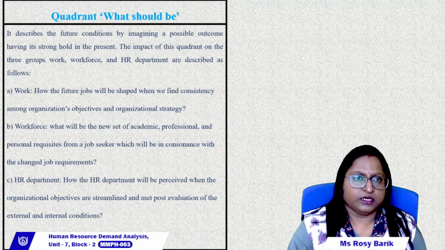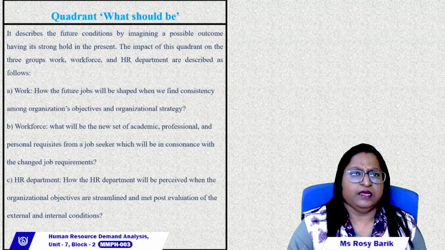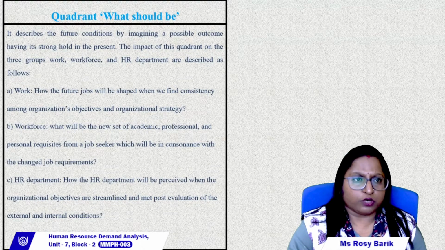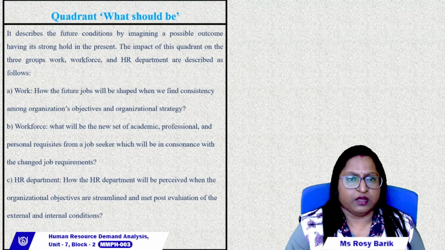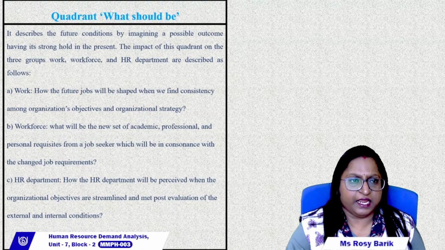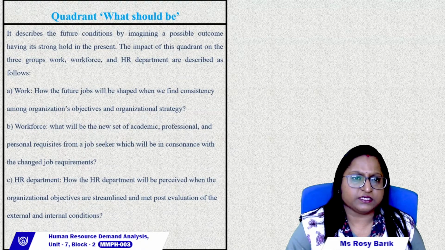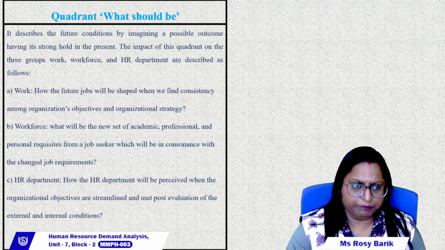Similarly, the fourth quadrant, "what should be", describes the future conditions by imagining a possible outcome having its stronghold in the present. The impact of this quadrant on the three work groups, the work, the workforce and the HR department, is described as: what the future jobs will be, when we find consistency between the organization's objectives and organizational strategy.